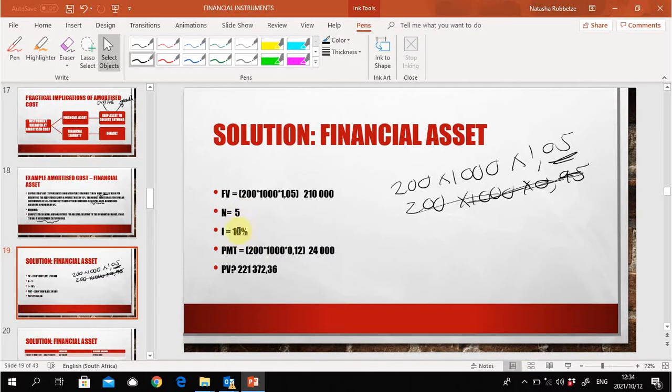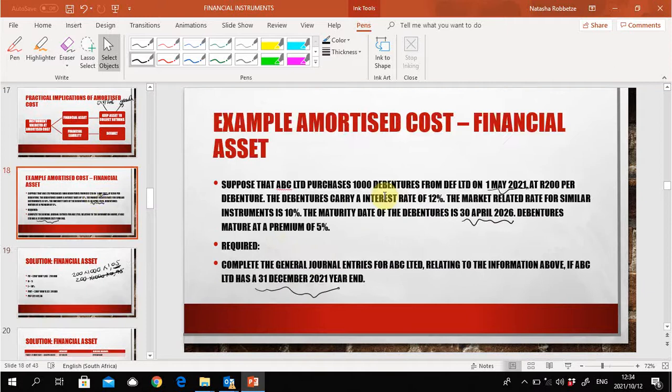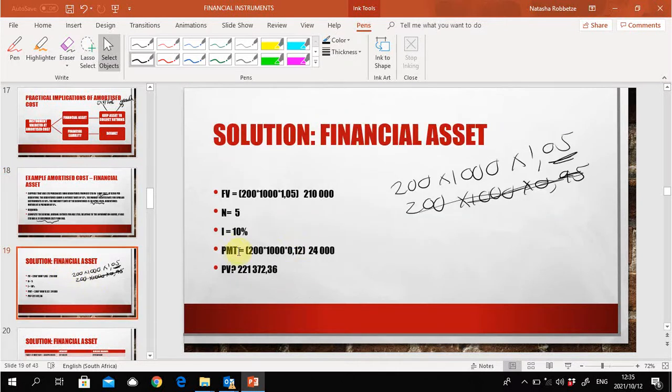The 10% is the effective interest rate or the market-related rate. And then the payment will be our future value times the actual interest that is carried by this instrument. So this is a 12% instrument. However, the market rate is 10%. Something that is important to remember is when we calculate the payment, we ignore a discount or a premium. So you will see by calculating the payment here, I simply said 200 times 1,000 and then times the 12%. So please note how I did not include the premium. And if there's a discount, you also don't include the discount when calculating your payment.